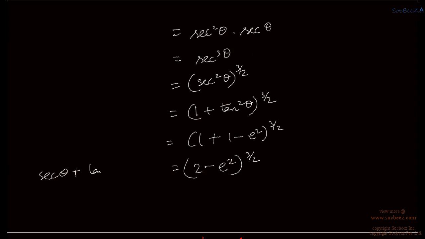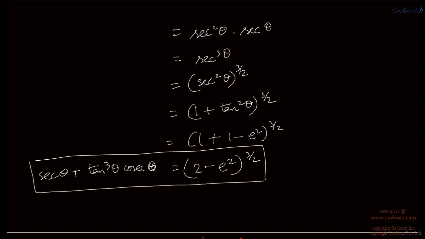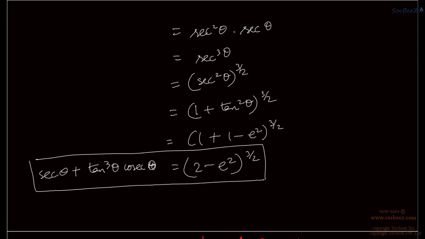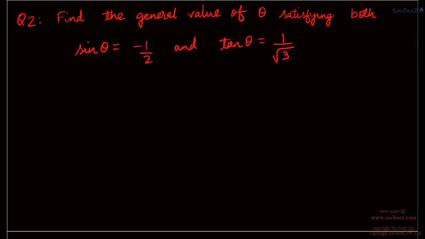Secant theta plus tan cube theta cosecant theta is equal to 2 minus e square power 3 by 2. So as you can see here, we had to use the identity secant square theta equal to 1 plus tan square theta. Just using that and manipulating the equation again and again, we get back in terms of the given trigonometric ratio tan theta, and we get the answer as 2 minus e square power 3 by 2. So let's go to the second question now.